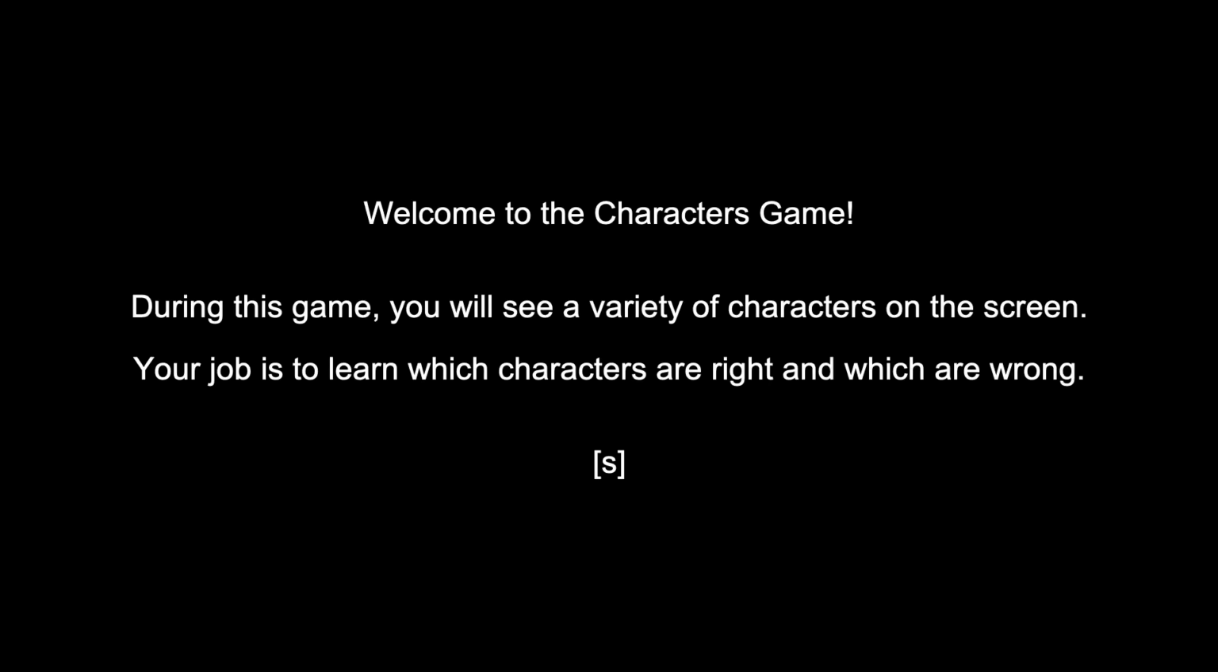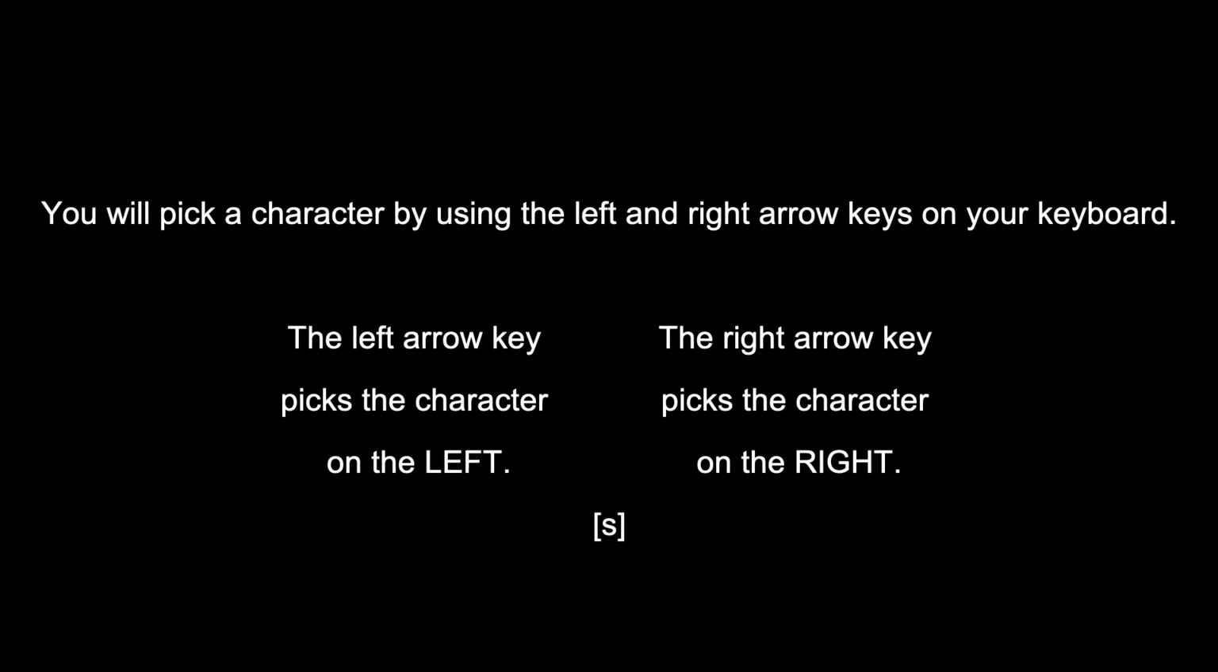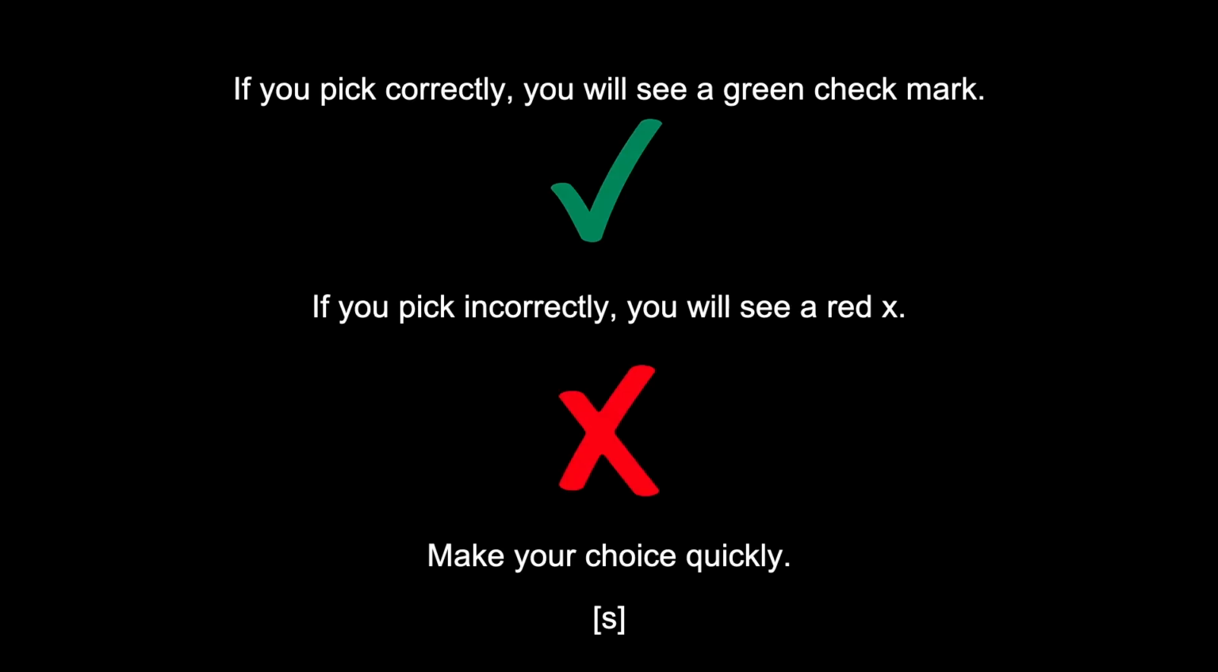So for this one, you're just going to read these instructions, press space to advance, and then you're just going to let them press either of the arrow keys to select the character that they think is right.